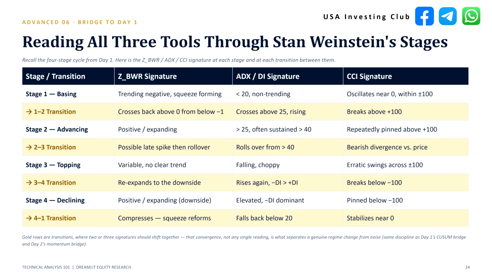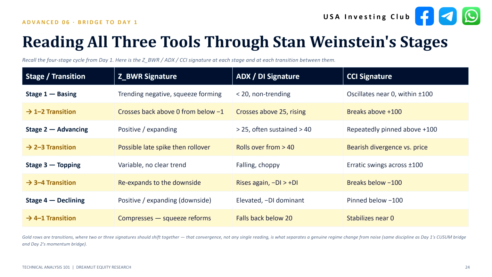Let's bridge directly back to day 1. Recall Stan Weinstein's 4-stage framework: Stage 1 basing, Stage 2 advancing, Stage 3 topping, Stage 4 declining. Here is the Z sub BWR, ADX, and CCI signature at each stage and at each transition between them. In Stage 1, basing, Z sub BWR trends negative as a squeeze forms. ADX sits below 20 and non-trending, and CCI oscillates near 0 within plus or minus 100.